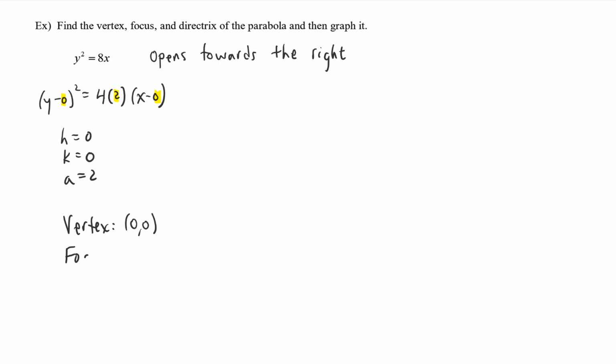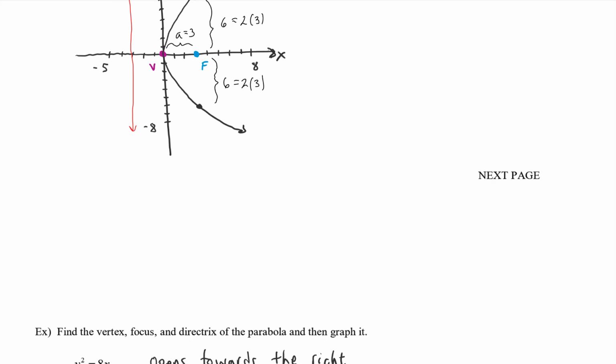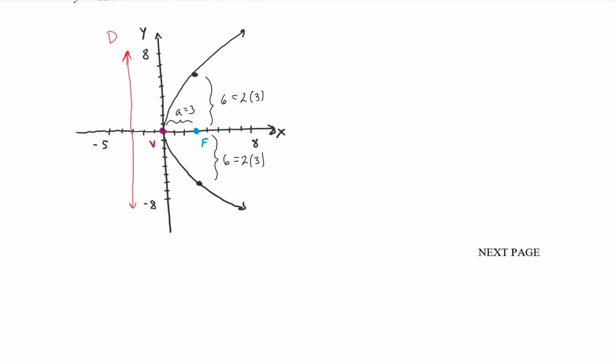The focus, well, remember, we're opening to the right. So if I'm at 0, 0, and the focus is going to be to the right of that, 2 units. So it's going to be 2, 0. Then my directrix would be 2 to the left of that. So starting at 0, 0, I would go left 2 and be at negative 2. So it's going to be x equals negative 2, vertical line. Right? If you open to the right, your directrix is vertical.